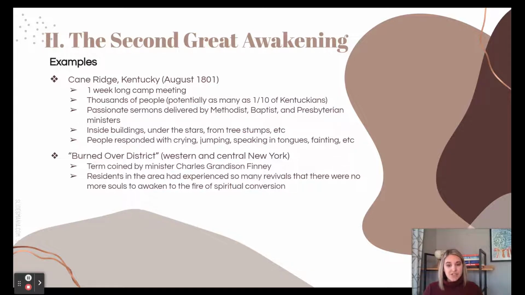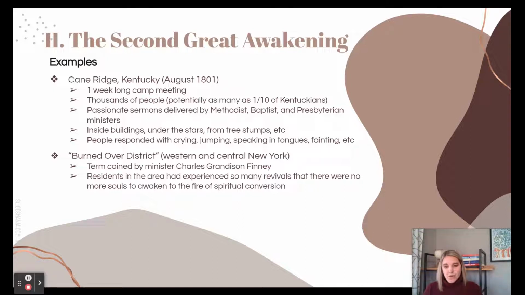One of the first is in Cane Ridge, Kentucky, and this had thousands of people, and potentially as many as 1 out of every 10 Kentuckians came to this 1-week-long camp meeting. What is also unique is that the preachers weren't just from one religious denomination, but rather Methodists, Baptists, and Presbyterians were all part of these sermons. They preached from a variety of places, and it was an incredibly visible response that people had to these messages, sometimes speaking in tongues, fainting, crying, very emotional responses.